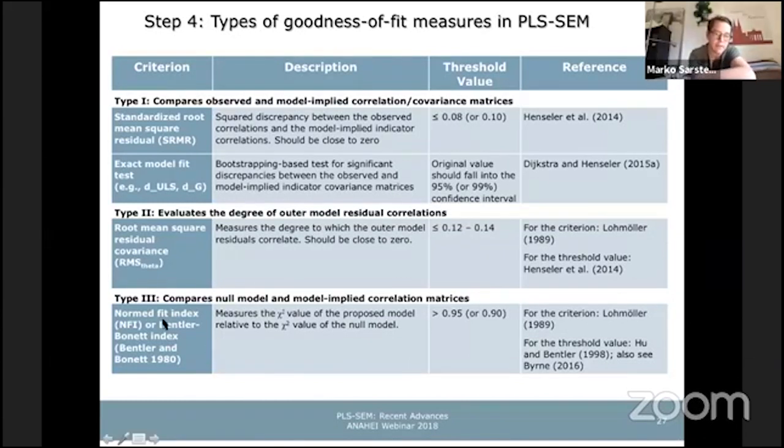Finally, there is the NFI, which has also been suggested in a PLS context. Just to give you an idea, it compares the chi-square value of the model that you're looking at with that of a null model. Null model means it's a naive model with actually no information, just the constructs, no linkages. And this has actually been debunked in a CB-SEM context. It's been very ineffective, and I'm kind of struggling with this measure also. So I'm not really going to be talking about this today, but more about these type one and type two ones. If you want to use them, then rather rely on the SRMR, the exact model fit test, or RMS theta.